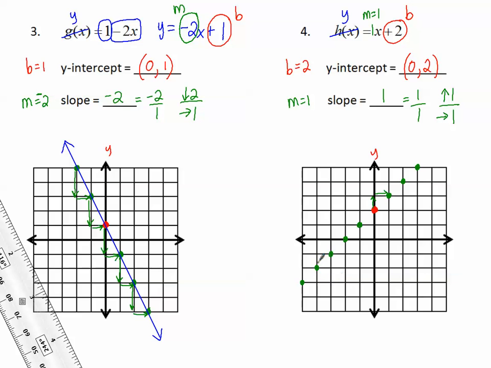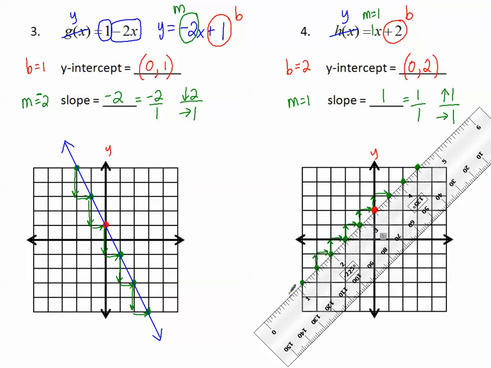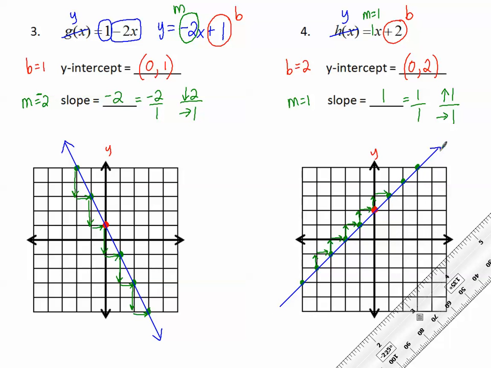I can check the slope. Up 1, right 1. So far this is working. Now we grab our straight edge and connect our points, keep going, and draw arrows.